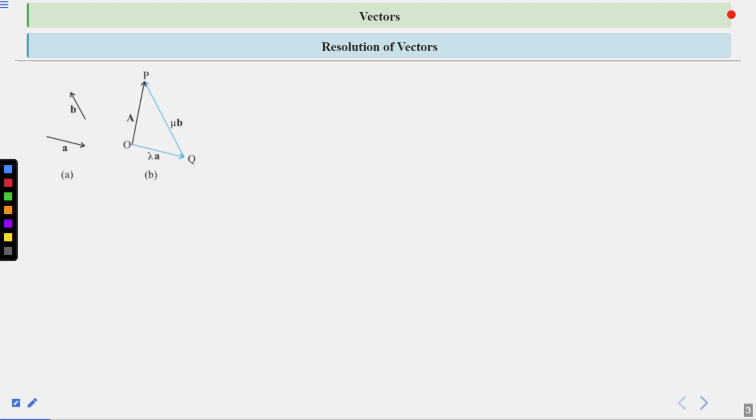So, the topic is resolution of vectors. Now here the question arises: what is resolution of a vector? Resolution of a vector means splitting a single vector into two or more components along specified directions, usually along the x-axis and y-axis. The x-axis is the horizontal direction and the y-axis is the vertical direction.